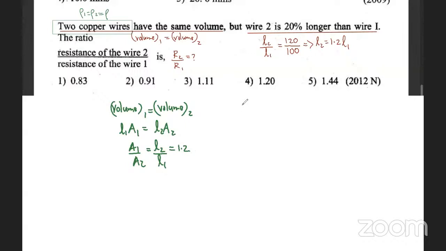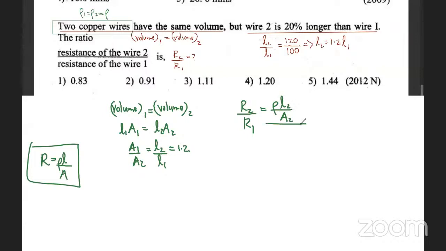Let's quickly dive into the question. R2 over R1. We know R is equal to the equation which connects all these three, rho L over A. So R2 is going to be equal to rho L2 over A2. R1 is equal to rho L1 over A1. The reason I'm using rho for both is that both are made of copper, so there's no point of putting rho 1 and rho 2.